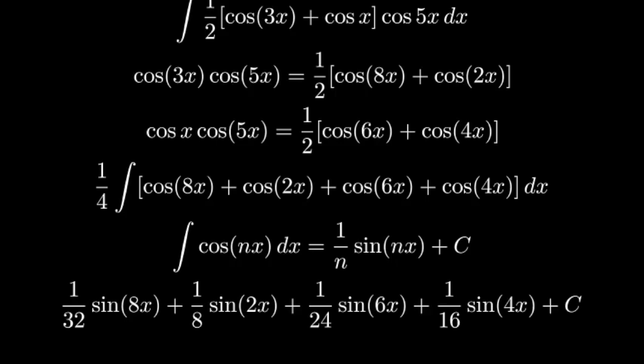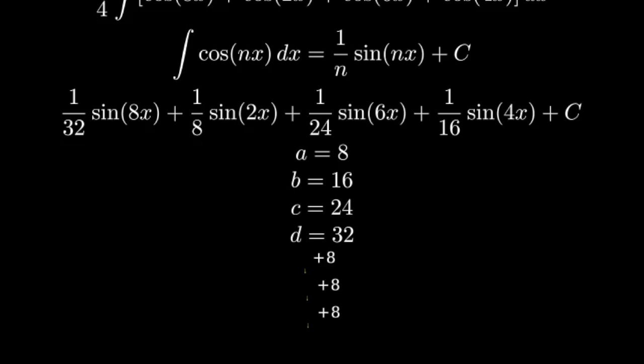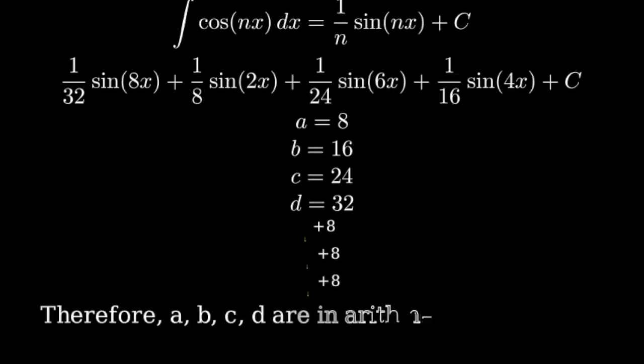Comparing this with the given form, we can see that a equals 8, b equals 16, c equals 24, and d equals 32. Notice that these values form an arithmetic sequence with a common difference of 8. Therefore, a, b, c, and d form an arithmetic progression with first term 8 and common difference 8.